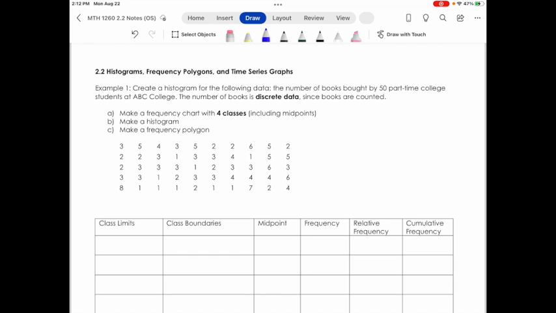Okay, in this first example, we have some data listed here, and this data represents the number of books bought by 50 part-time college students at a local college. And this is going to be what's called discrete data, and that is because it's something that is countable. Okay, so in the first part, we're going to create a frequency chart.